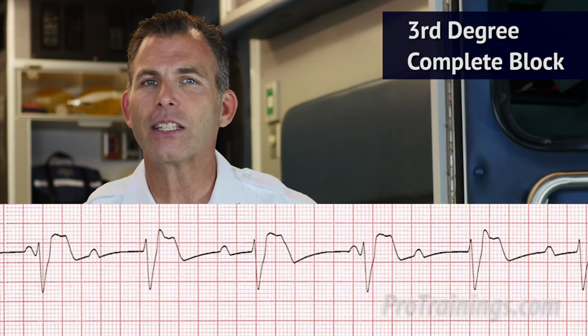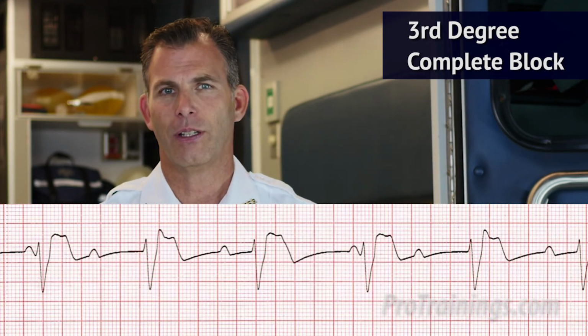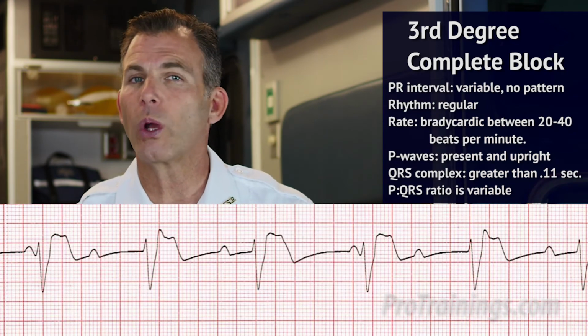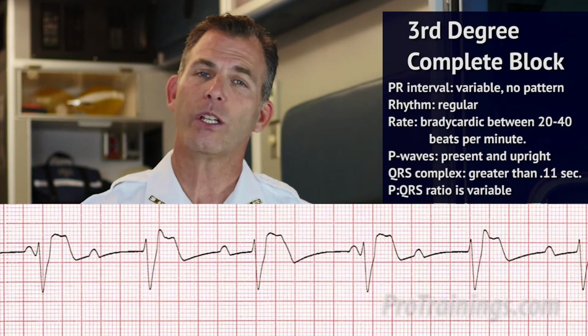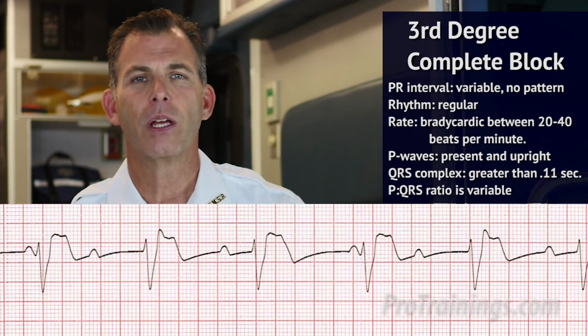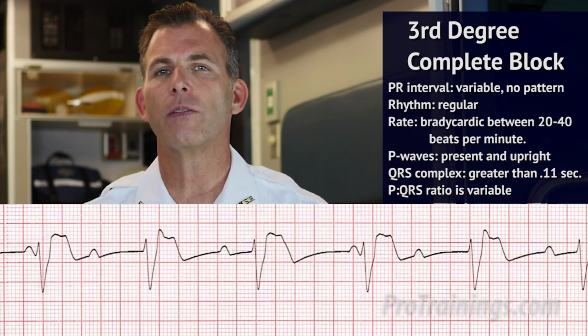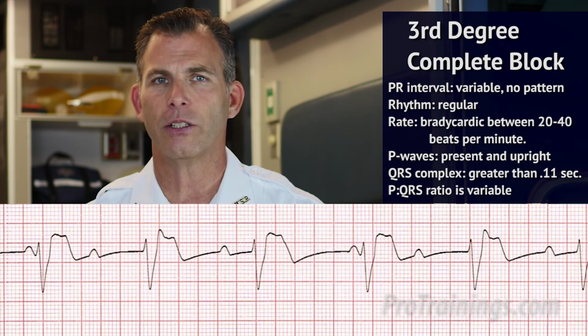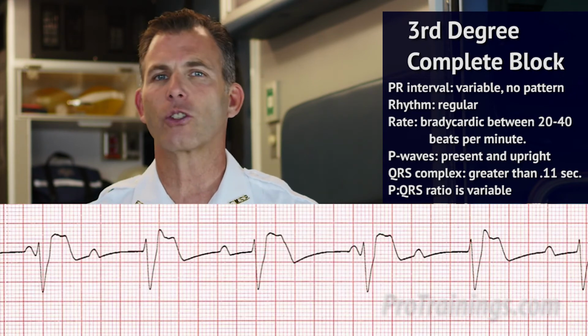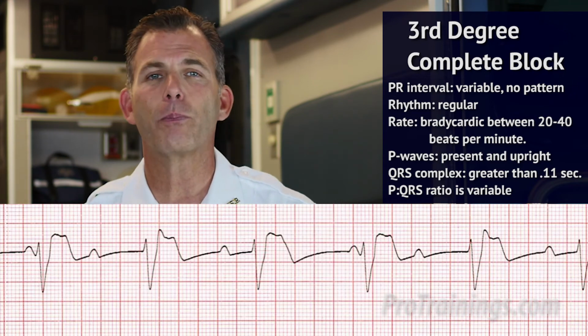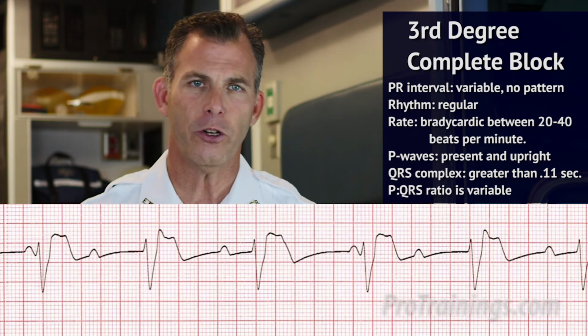In this case, the ECG is as follows. The rhythm is regular, but the rate is bradycardic, between 20 to 40 beats per minute. P waves are present and upright, while the P to R interval is variable with no real pattern. The QRS complex is greater than 0.11 seconds, and the P wave to QRS ratio is variable.